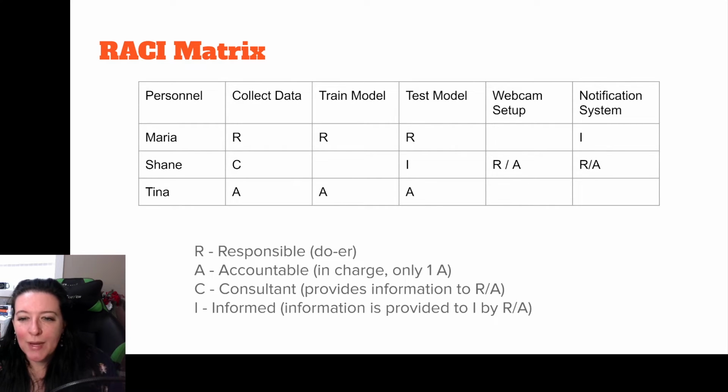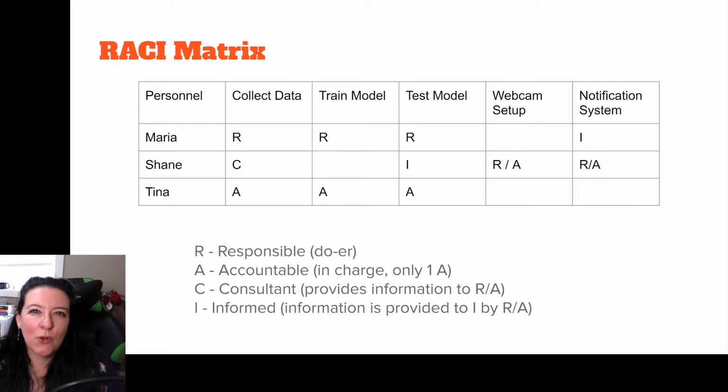Now, the other pieces we have here are consulted and informed. So when we talk about consulted, a person who is consulted is providing information to those who are responsible and accountable. So perhaps when it comes to collecting the images, Shane is consulted. So Maria and Tina contact Shane and ask for input as to what kind of images would be the most effective. So the consultant provides the information to the responsible and the accountable.